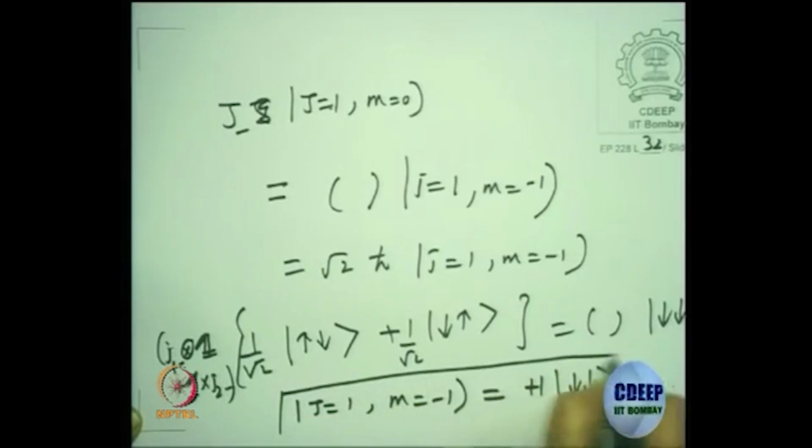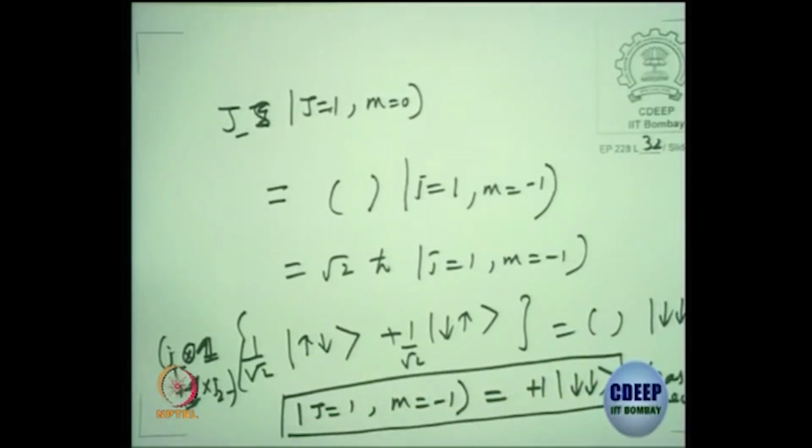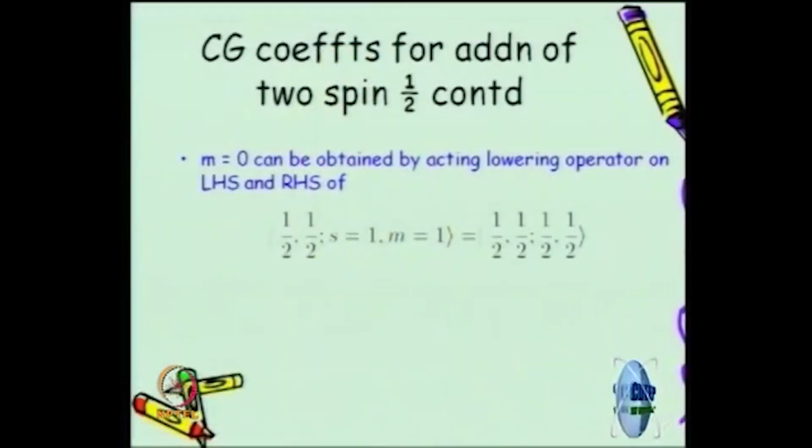Please check this. I argued by the lowest stretch state to be coefficient 1. You can also do it by the ladder operation and you can show this. I have not done the in-between step, but please do it. So now the CG coefficient looks interesting, easy. So M equal to 0 can be obtained by acting the lowering operator on LHS and RHS. LHS is the stretch state, RHS is also the stretch state in the uncoupled basis. You do S minus as S1 minus plus S2 minus. I am just summarizing for completeness.